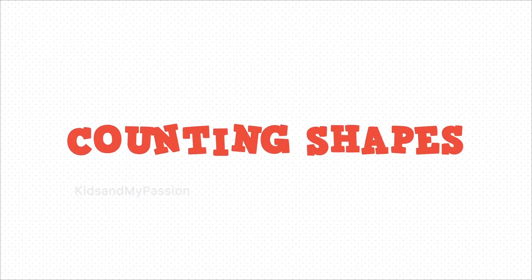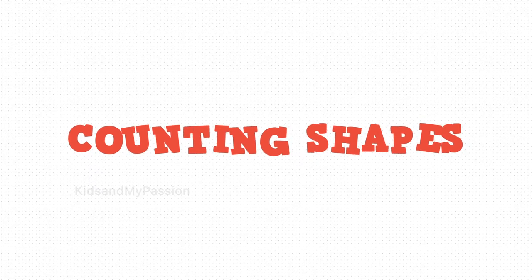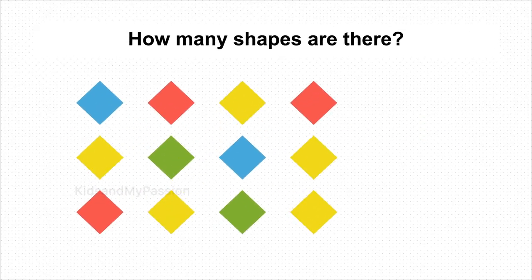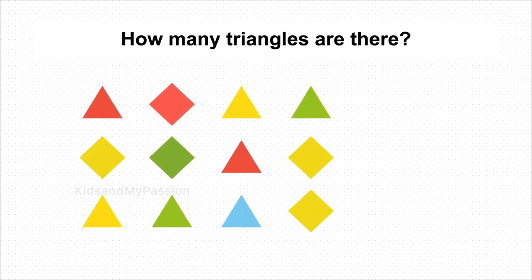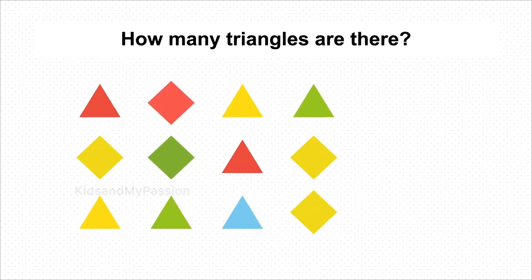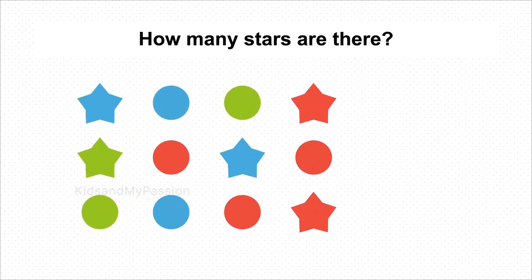Kids, now let's learn counting the shapes. How many shapes are there? Yes, 12! How many triangles are there? Good! 7! How many stars are there? Yes! 5!